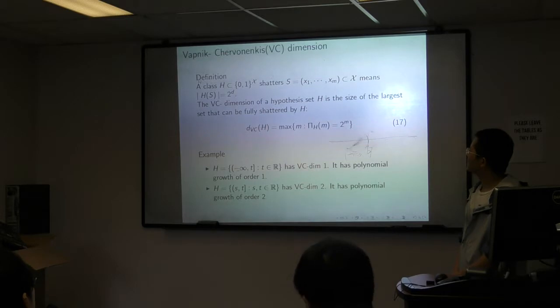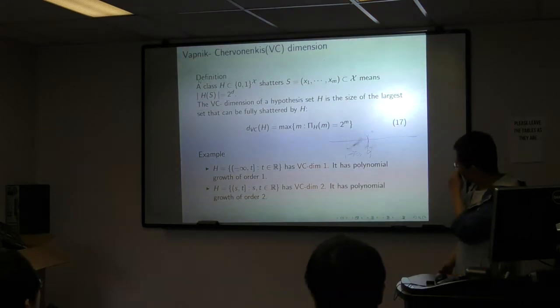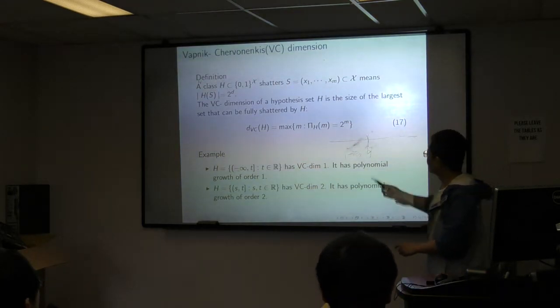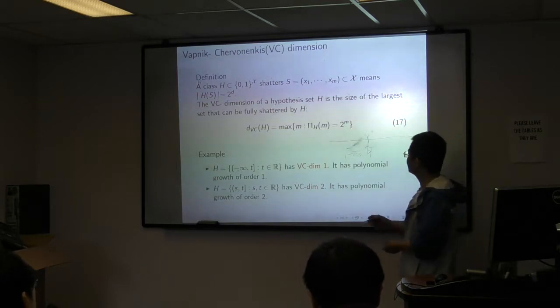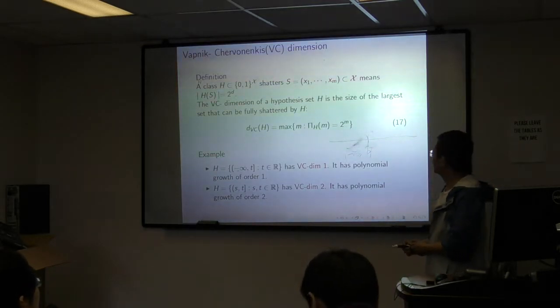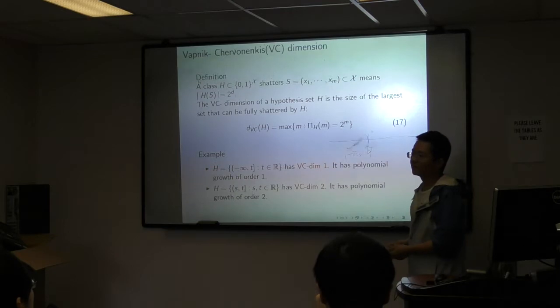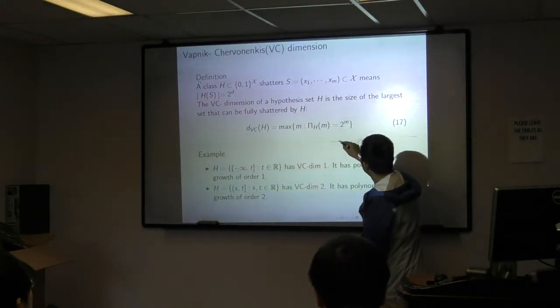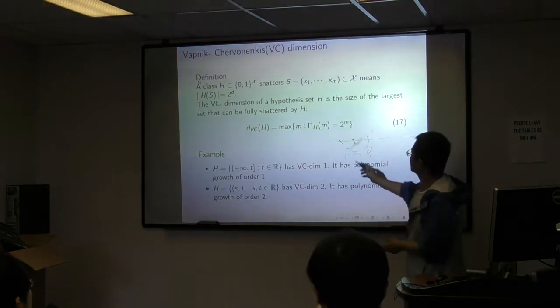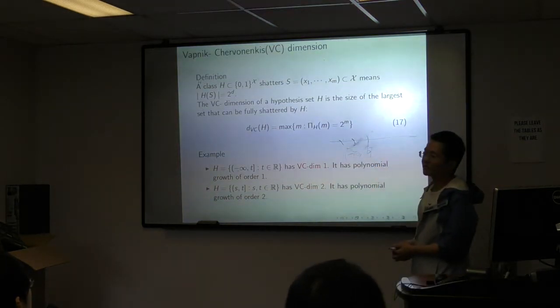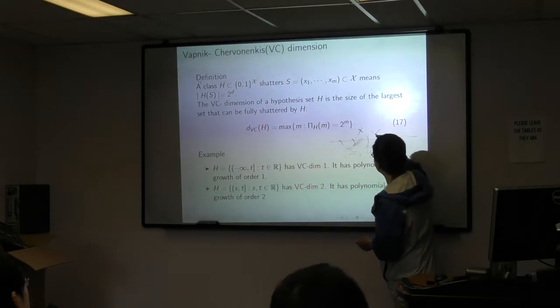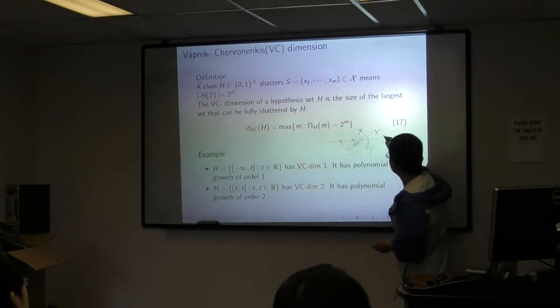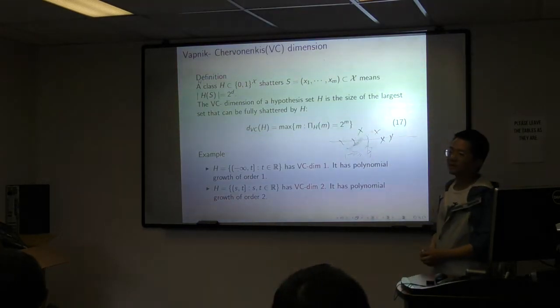Did you define what shattering means? Shattering means, take this for example, if we have 2 points in the real line, and for this interval, we want to use the example. This is one situation, and this is another situation, and this is another situation.